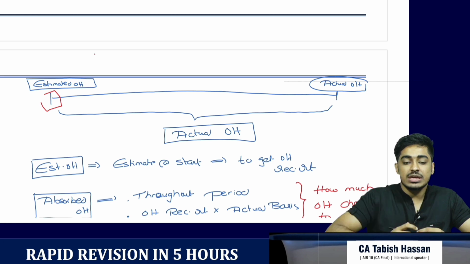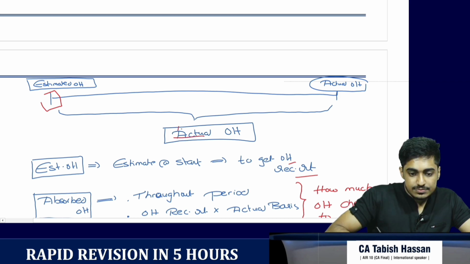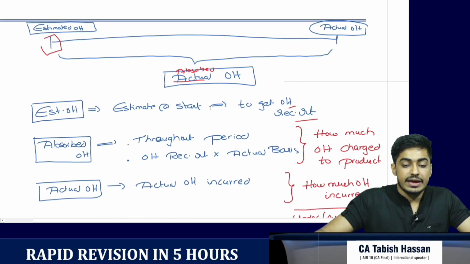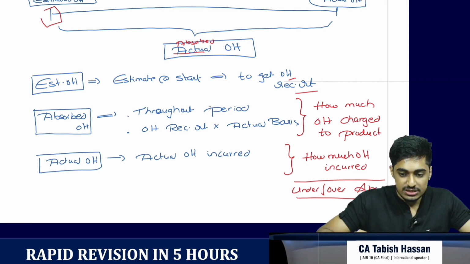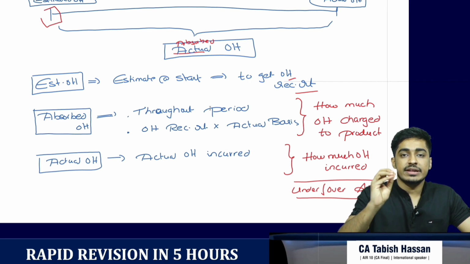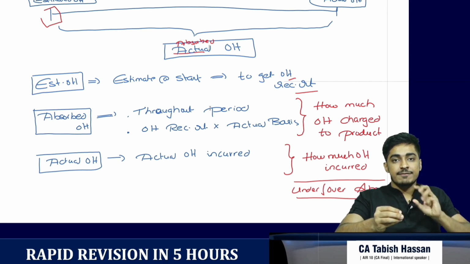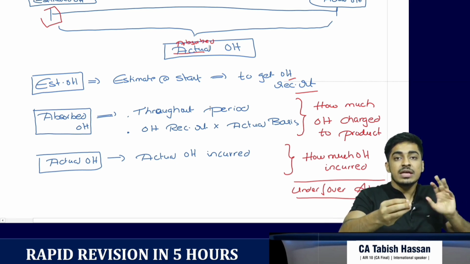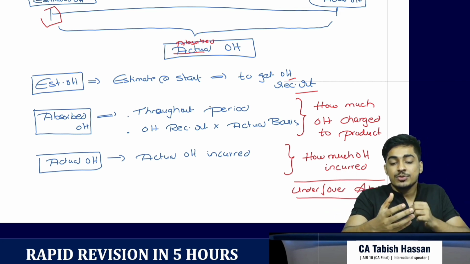So estimated overhead, we are estimating it at the start of the year. Why are we using it? We are using it to get the overhead recovery rate. Clear? Then throughout the period, this is absorbed overheads. Based on the overhead recovery rate, we charge overhead to the cost object. Say for example, we got the overhead as ₹100 per labor hour. So every hour the labor is working, we add 100 rupees to the cost.